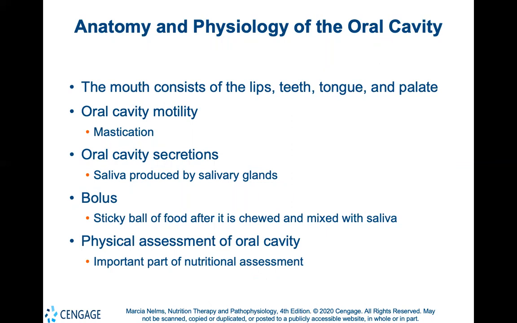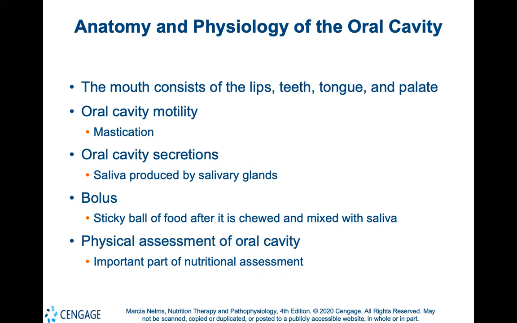After food is voluntarily placed in the oral cavity, teeth begin their work of mastication or chewing. The purposes of chewing are to break down food into smaller pieces, to mix food with saliva, and to stimulate taste buds. The tongue assists by moving food into place for chewing.